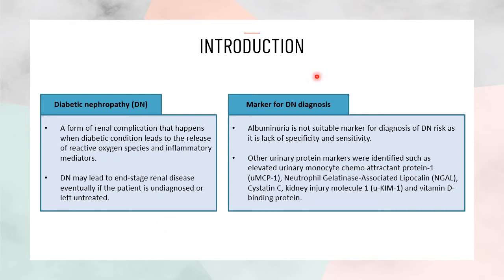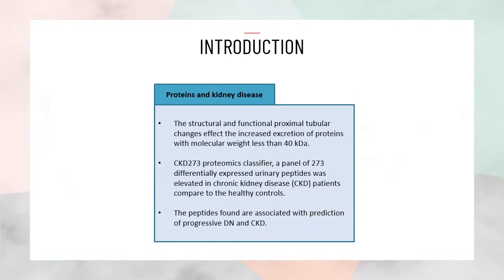In terms of markers, there are already markers for DN diagnosis, for example albuminuria, but it is not a suitable one because it lacks specificity and sensitivity. And there are actually other markers that have been proposed and identified for this disease as well.